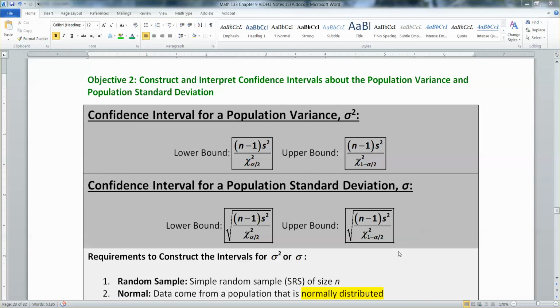Now that we know how to find critical chi-square values, we want to be able to use them to construct the confidence intervals that we're actually interested in. So we're going to find the confidence interval for population variance and the confidence interval for population standard deviation. Now notice these two are basically the same interval.